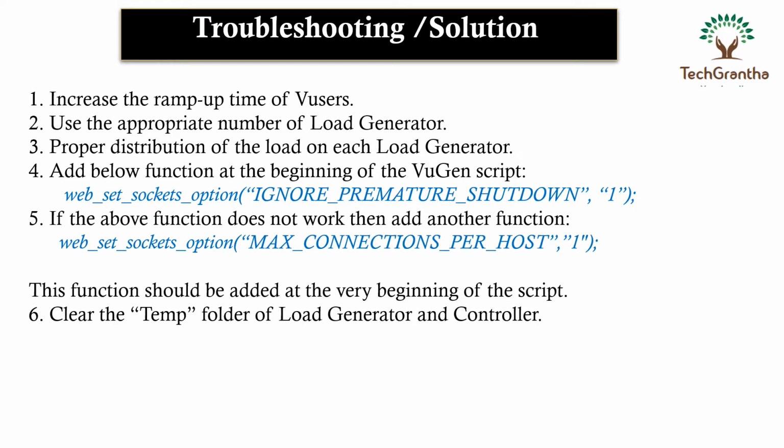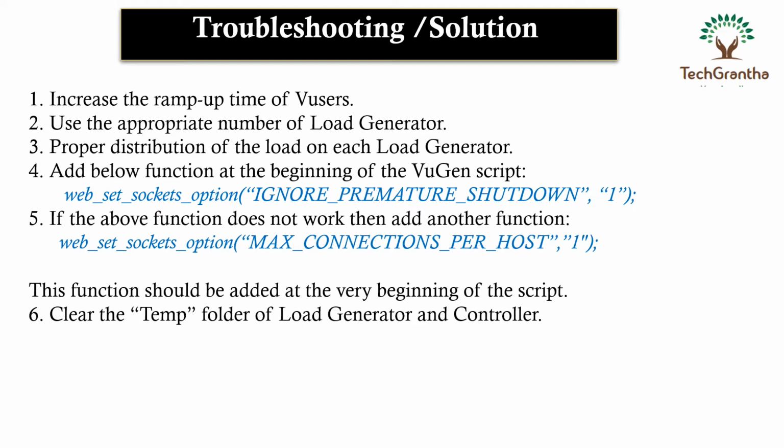First, just increase the ramp up time of your users. I already discussed what ramp up time means. If suppose we have 10 users and I want to send them to the server one user after another, but in between it should take 2 or 3 seconds. So try to increase the duration between one user and the next user going to the server. Second, use the appropriate number of load generators. If you have 1,000 users to execute, plan accordingly how many LGs are required to bear the load for 1,000 users.